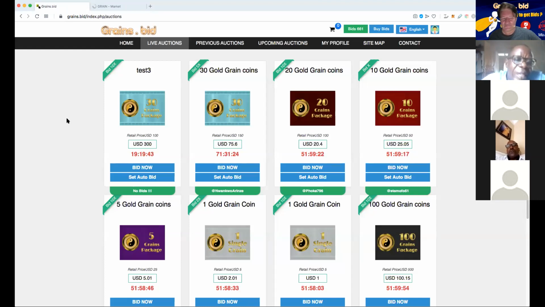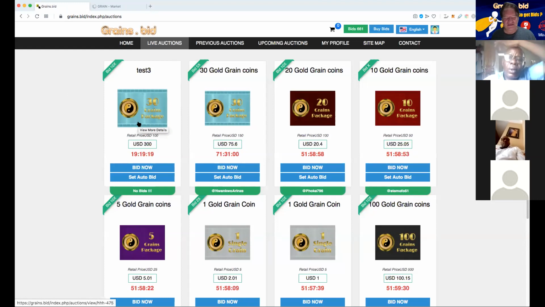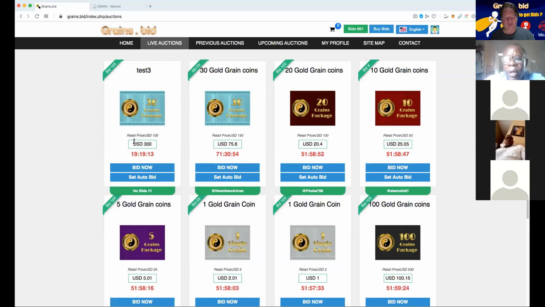Does that mean that if anybody doesn't have bid money available, can he use it as a test? No. For the newcomer? No. Don't bid on the test item. I told the developer, don't put the picture of the 30 grains there because people will want 30 grains. So he just duplicated one of the other auctions. He's just testing some functions that he's working on for our upgrades. So don't bid on the test 3.